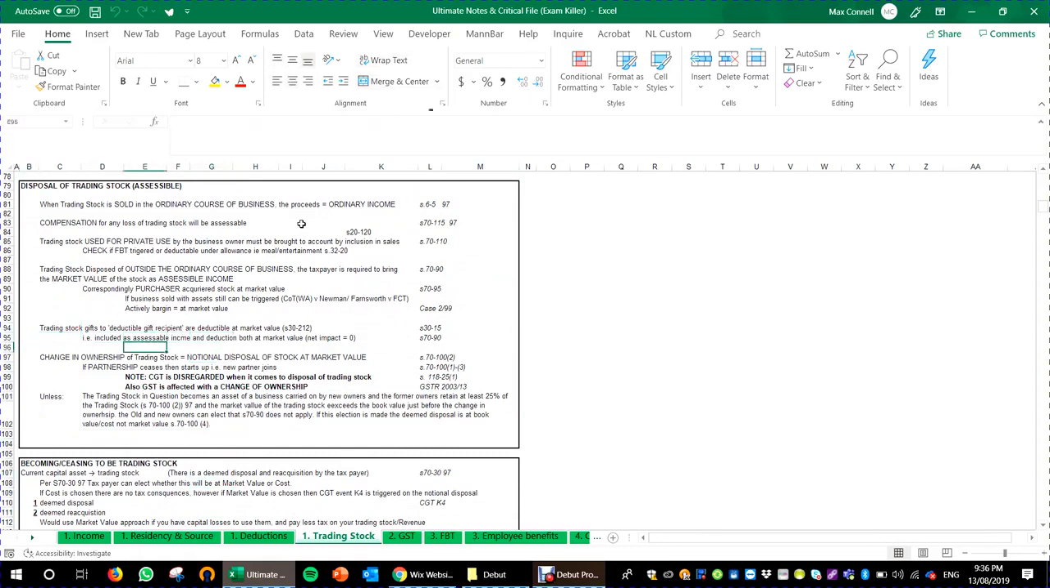Something to remember there. Okay, so change in ownership of trading stock. This is common when you've got a partnership or a sale event. Once we get to partnerships, you'll realize that every time you form a partnership, there's a disposal of all assets, including trading stock.